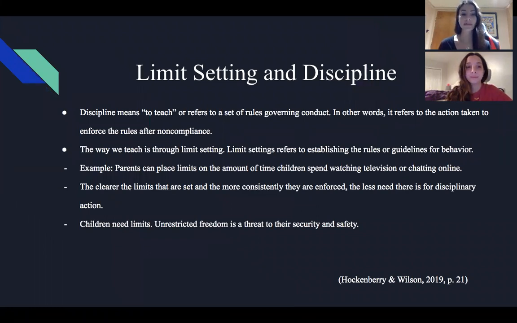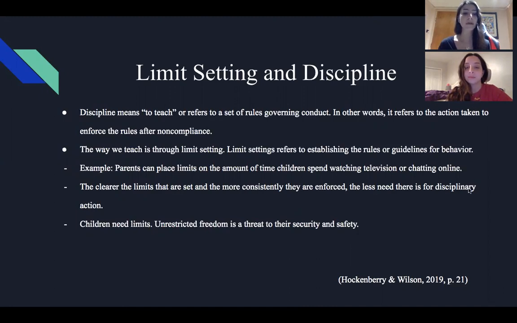So discipline means to teach, or refers to a set of rules governing conduct. In other words, it refers to the action taken to enforce the rules after noncompliance. The purpose of discipline, as mentioned, is to teach and not to punish. The way we teach is through limit setting. Limit setting refers to establishing the rules or guidelines for behavior.